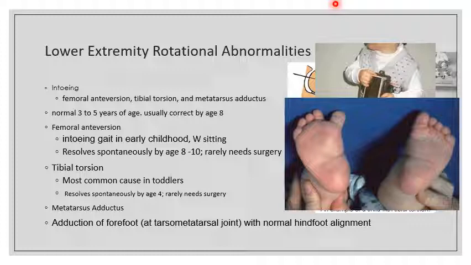Metatarsus adductus basically is adduction of the forefoot at the tarsometatarsal joint with normal hindfoot alignment. As you can see here, there is a prominence of the crease. So in-toeing could be any of the three. This metatarsus adductus also resolves by around age 4.